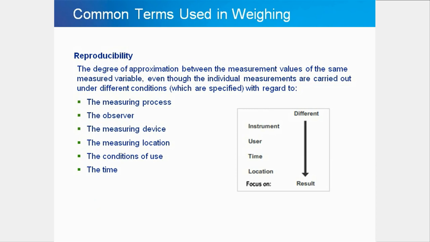Reproducibility is the degree of approximation between the measurement values of the same measured variable, though the individual measurements are carried out under different conditions with regard to the measuring process, the observer, the measuring device, the measuring location, the conditions of use, and the time.